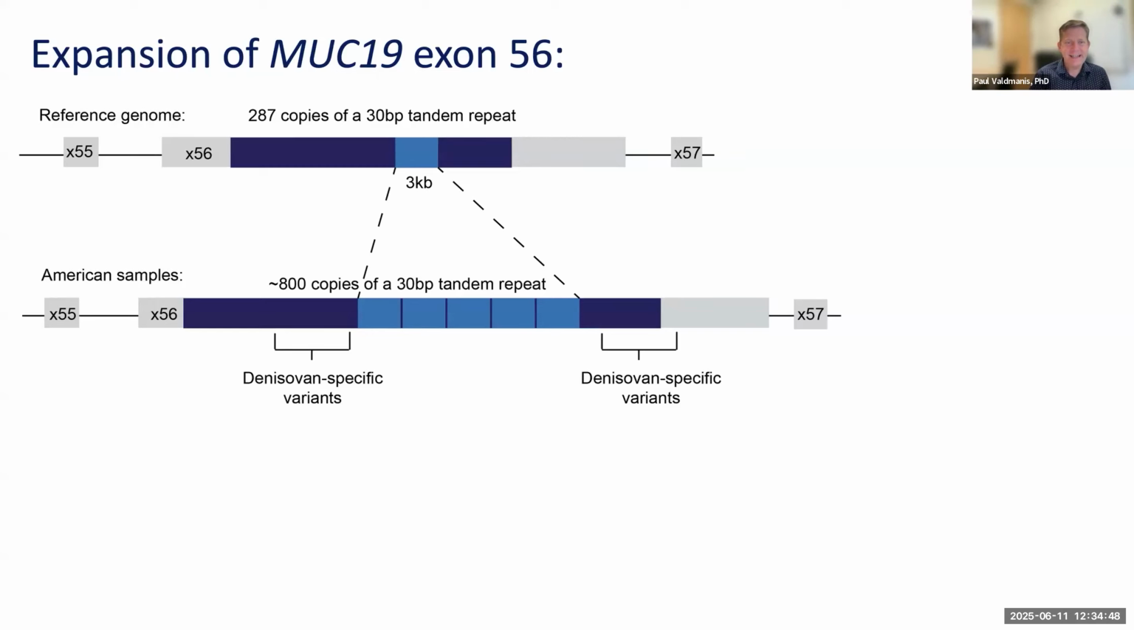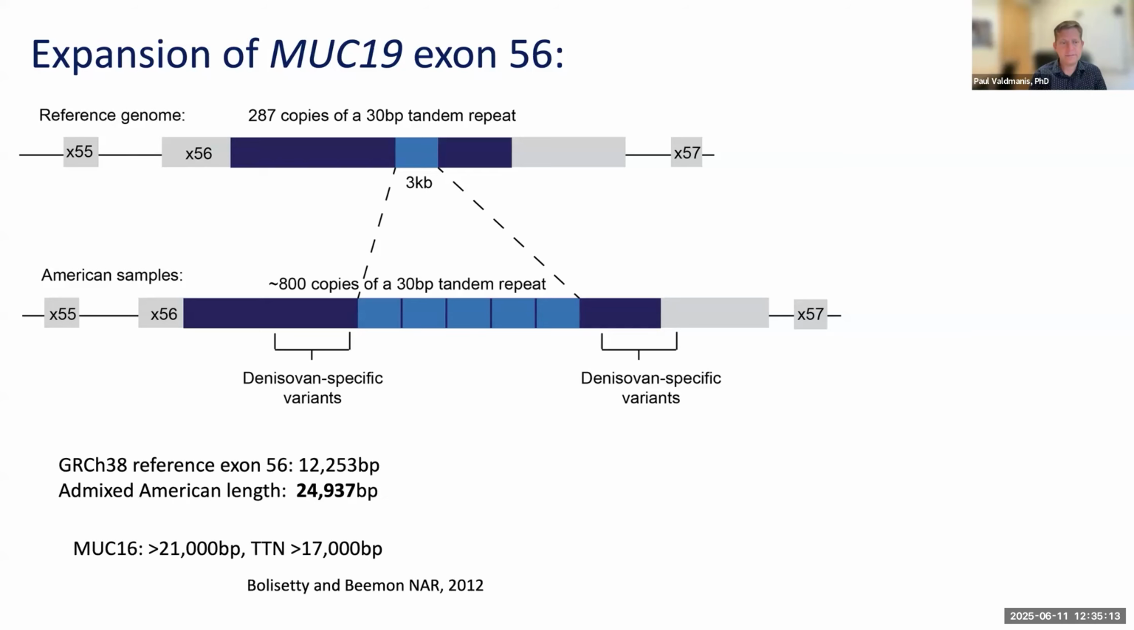of MUC19. Most modern humans have a 3 kb segment in the middle of this 30 base pair tandem repeat, and the reference genome has 287 copies. But this 3 kb segment expands and is copied 5 times in this exon in American samples, and these are flanked by Denisovan-specific variants that are involved in this introgression.